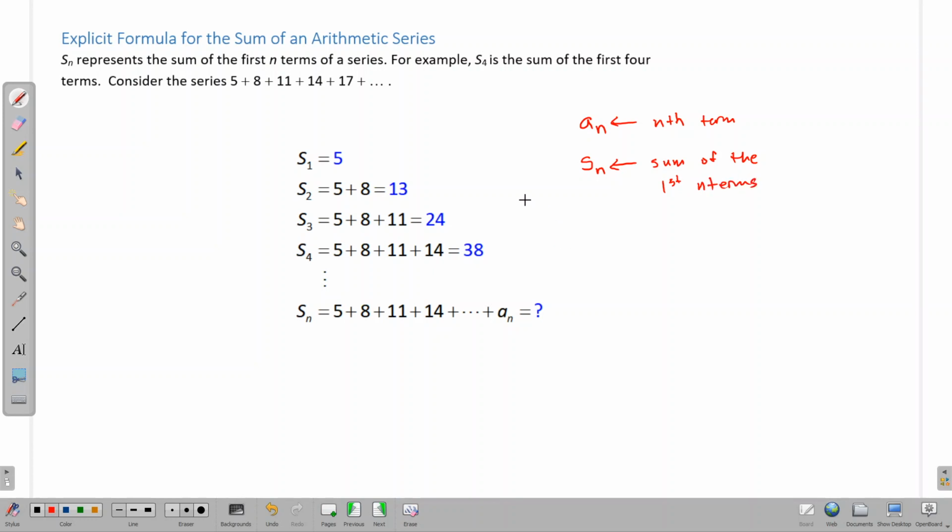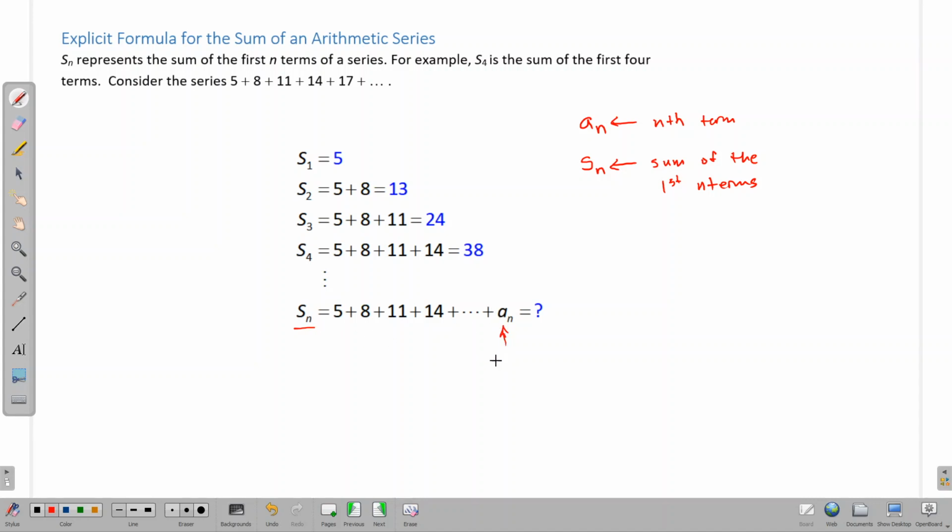Okay, so as an example, consider this series here, 5 plus 8 plus 11 plus 14 plus 17, and just on and on and on. So S1 would be the sum of the first term, meaning it is just the first term. S2 is 5 plus 8, which would be 13. S3 is the sum of the first 3 terms, which comes out to 24. S4 comes as the first 4 terms added together, which comes out to 38. And you could just keep this process going. S sub n represents the sum of the first n terms. And I can't write what that last term is because I don't know how big n is.